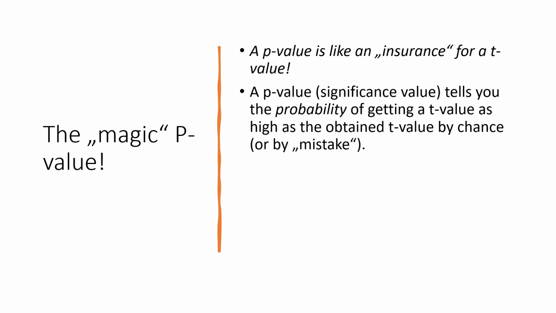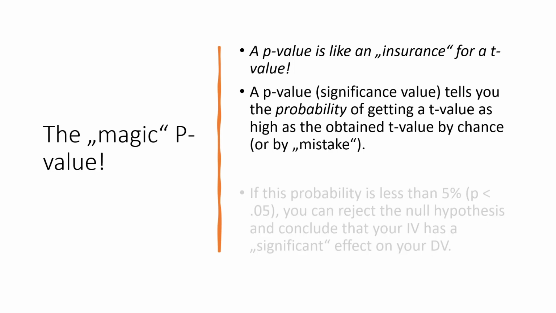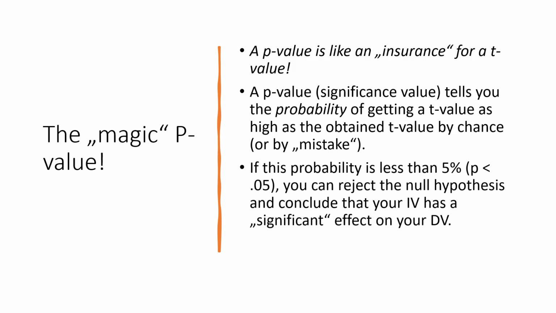What does that mean anyway? That means if this probability is less than 5%, you try to run a t-test 100 times, and there is only less than 5 times the t-value makes mistakes, and doesn't get the value as high as it's supposed to be. So you can think of a p-value as the number of times a t-value makes a mistake.